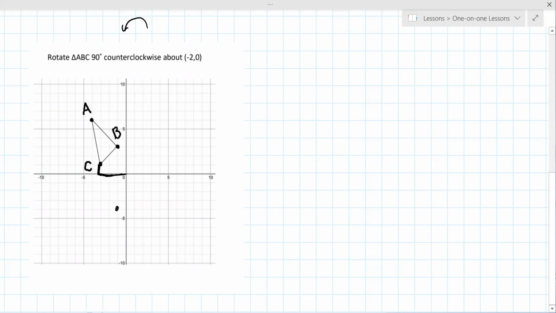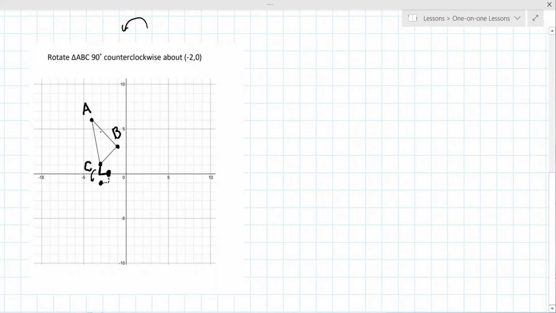Oh, I'm sorry, about a point. I didn't even notice that. I'm sorry. So it picks a point, -2, 0. Okay, so you almost draw a figure to the point that you're rotating about, and you rotate that 90 degrees, which usually is a little bit easier to see. So if you can imagine this point, you're going that way 90 degrees. So it's this sort of dash shape. So that C is there.